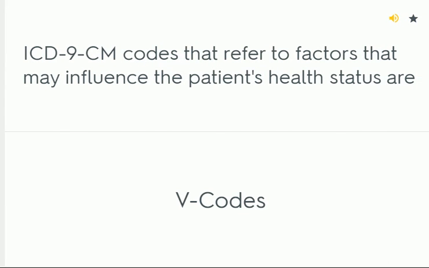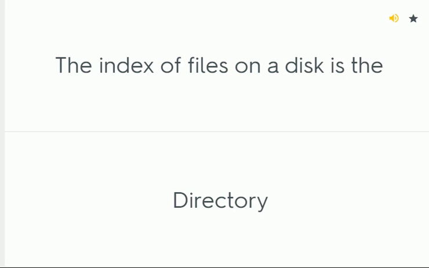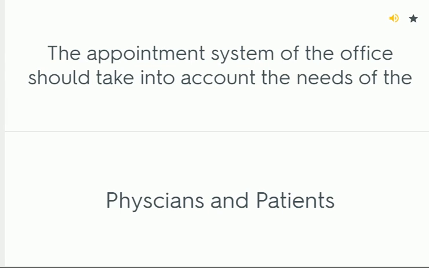ICD-9-CM codes that refer to factors that may influence the patient's health status are V codes. The smallest piece of information that the computer can process is a bit. The index of files on a disk is the directory. The appointment system of the office should take into account the needs of the physicians and patients.